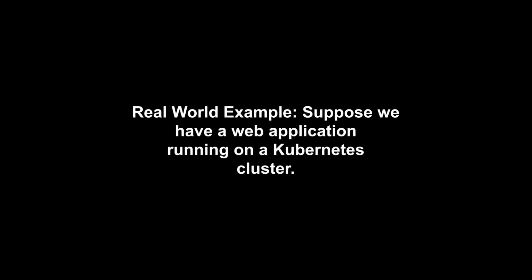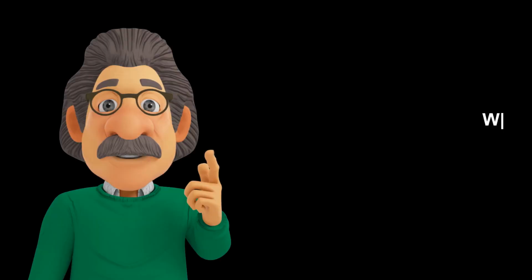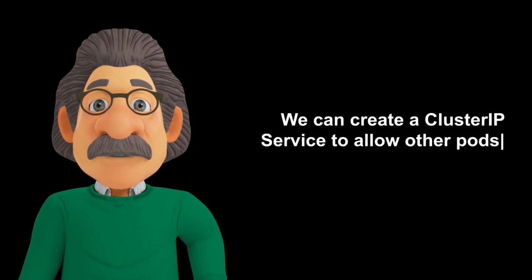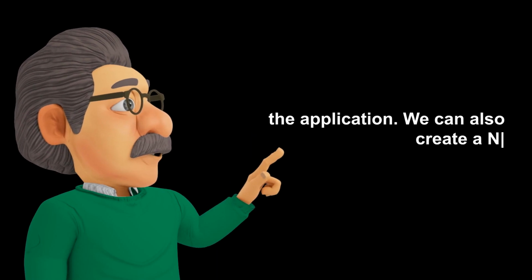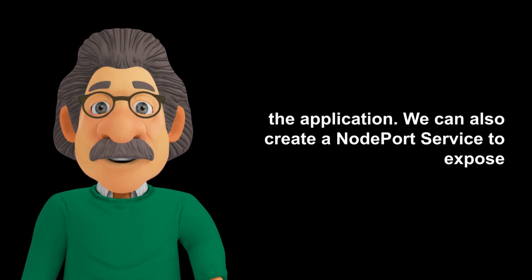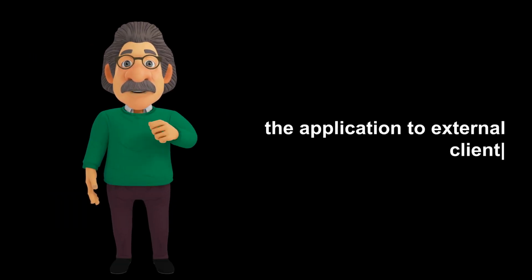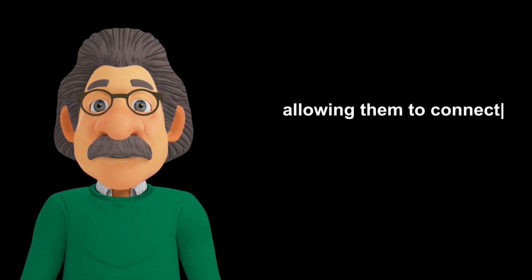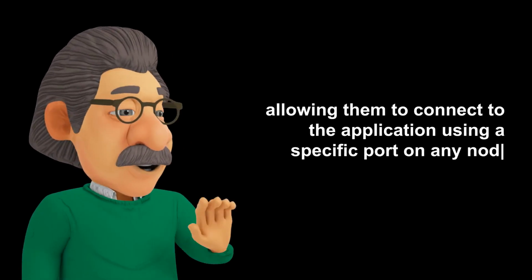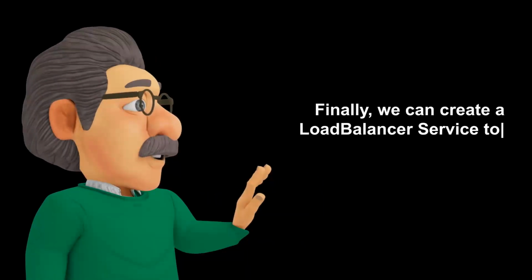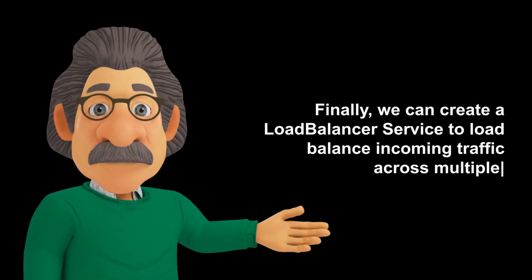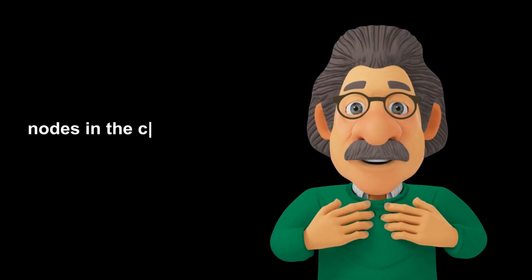Real-world example, suppose we have a web application running on a Kubernetes cluster. We can create a cluster IP service to allow other pods within the cluster to access the application. We can also create a node port service to expose the application to external clients, allowing them to connect to the application using a specific port on any node in the cluster. Finally, we can create a load balancer service to load balance incoming traffic across multiple nodes in the cluster.